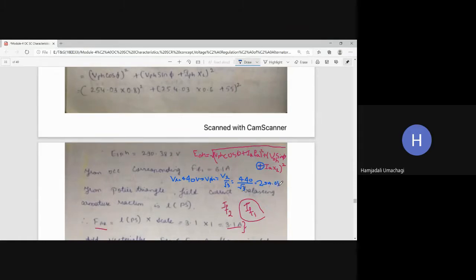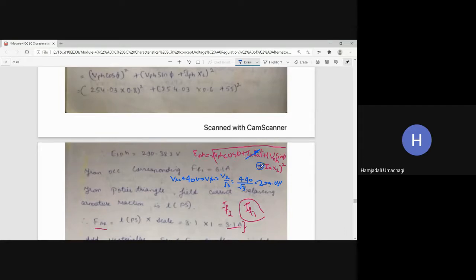254.03 volts. So this is my V phase value. Now in this E1 pH, substitute V phase as 254.03, cos phi is 0.8, and I into Ra. Since armature resistance is not given to you, take this Ra as 0. If I take Ra as 0, then the whole I into Ra will become 0 itself. Plus V phase means 254.03 sin phi. Cos phi is 0.8 means sin phi will be 0.6.